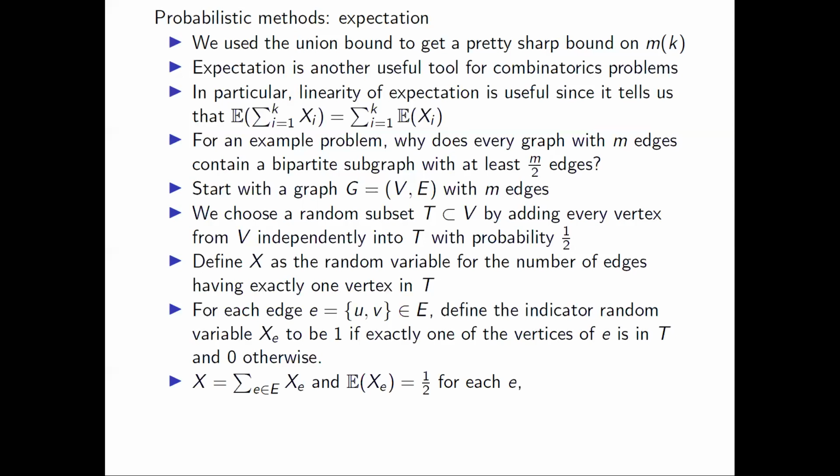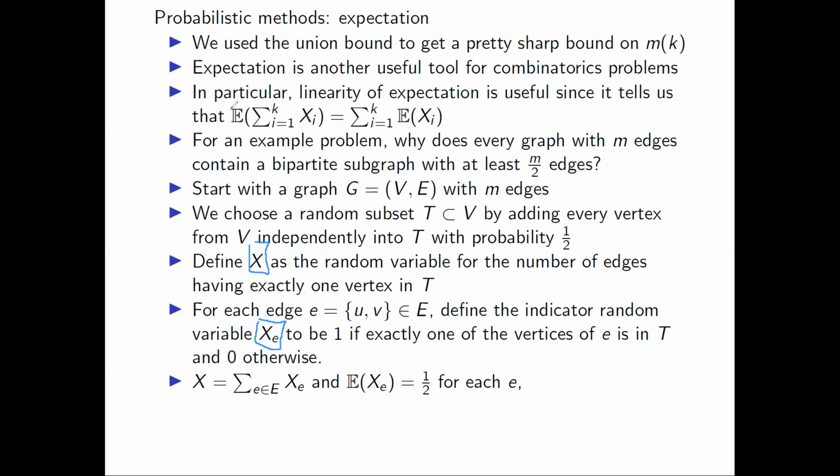Now, we can observe something. We can see that the random variable defined 2 bullets ago, the random variable x right here, x is going to be the sum over the edges, little e in big E, of these indicator random variables, the xe's. So x is just counting the total number of edges having exactly one vertex in T. These indicator random variables xe are going to contribute 1 to x if the edge E has exactly one vertex in T, and they'll contribute 0 otherwise. So this sum of the xe's actually is giving us exactly what we're trying to count for x. So that's why x is equal to the sum over the edges E of the xe's.